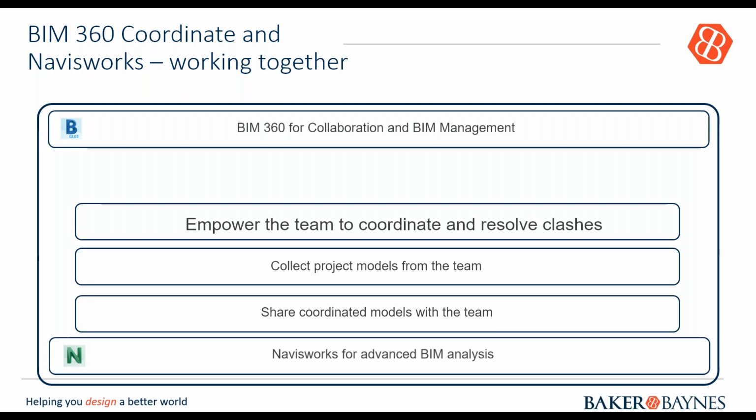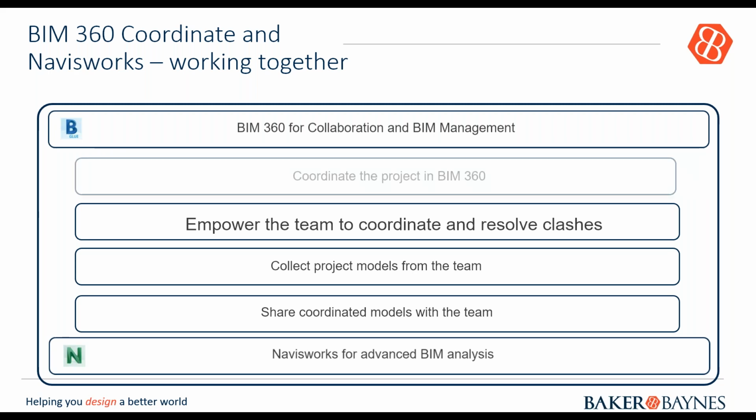We need to start empowering a team to coordinate and resolve clashes by themselves. There's more than one way to do that. There are also certain functionalities in Revit that can help you resolve smaller clashes and information that might be overlapping. But moving towards BIM 360, we want to be able to empower the team to coordinate and resolve clashes by themselves. Last point, coordinate the project in BIM 360.